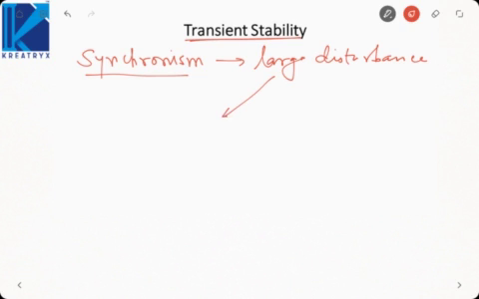Now a large disturbance may be due to a short circuit fault, because whenever a short circuit occurs, the voltage will go to 0, due to which the power will also be reduced to 0. If suddenly the power goes to 0, then there is a large disturbance, because suppose the generator was earlier delivering 100 megawatt. Now suddenly it starts delivering 0 megawatt. So there is a large change in the power output, equal to 100 megawatt. Hence this will lead to a transient stability problem. Next reason is due to contingencies.